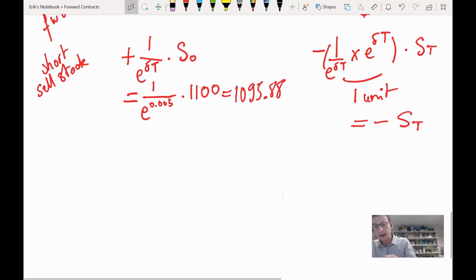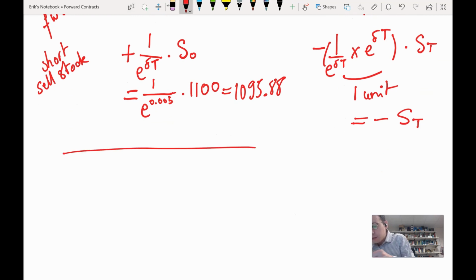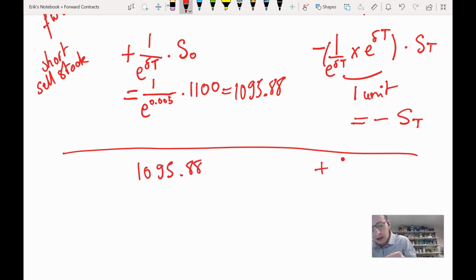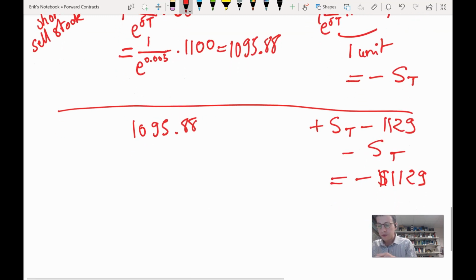Okay, so let's see where we are now. If I keep score, today I received $1095.88. Tomorrow I receive the stock in exchange for the forward price, that's $1129, and then I've short sold the stock, so that's equal to minus $1129. So right now I receive some money today, and I make a payment next period. But that's not an arbitrage. An arbitrage is something where there are always positive cash flows and sometimes zero cash flows.